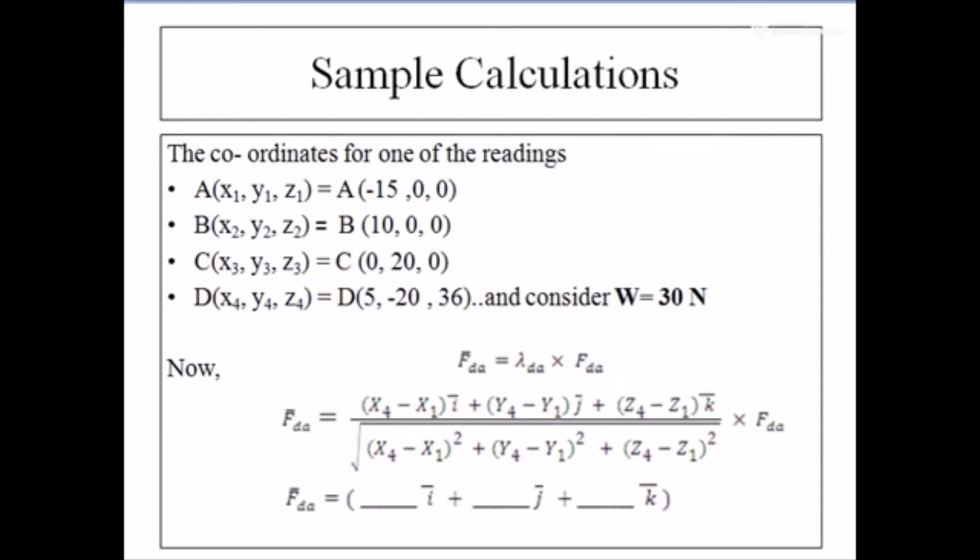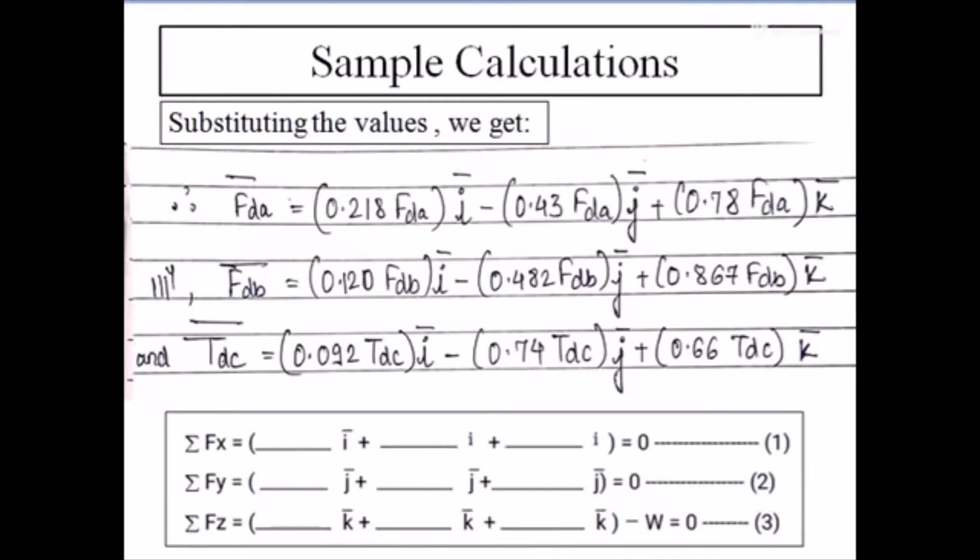So based on the coordinates we will do value substitution, and after doing value substitution we will get the equations in this form in terms of unit vectors of i, j and k, and we will similarly get the three equations for each of the force members, that is FDA, FDB and TDC. Now what we have to do is apply the equilibrium conditions, that is summation of Fx is equal to 0, Fy is equal to 0 and Fz is equal to 0. This is the format in which we will get the values.